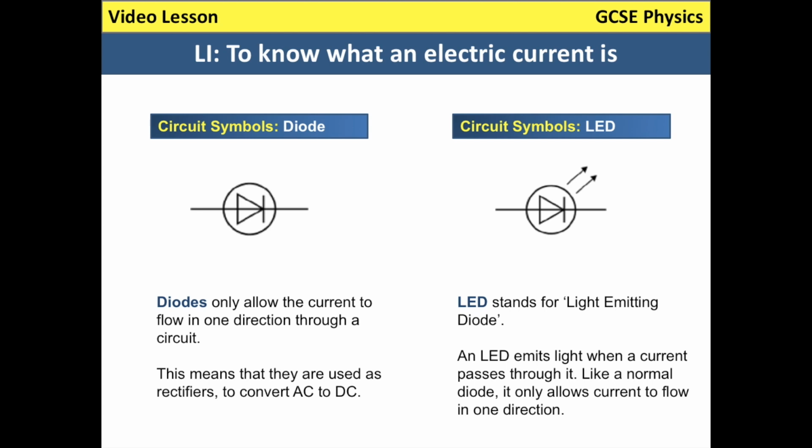Then we've got the circuit symbol for a light emitting diode. A light emitting diode is drawn exactly the same as a regular diode, but we have two lines drawn going away from it on the right hand side of the diode. That is representing the fact that light is being given off. An LED will emit light whenever a current passes through it. Like a normal diode, it also only allows current to flow in one direction.